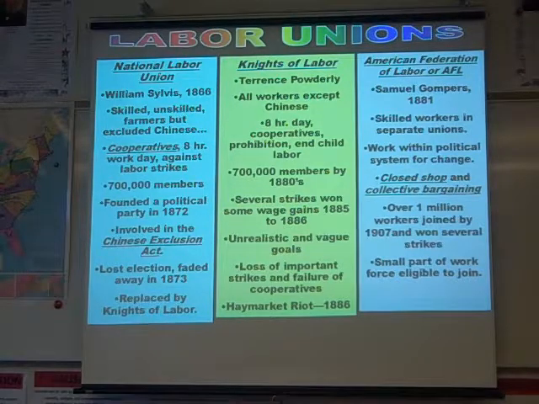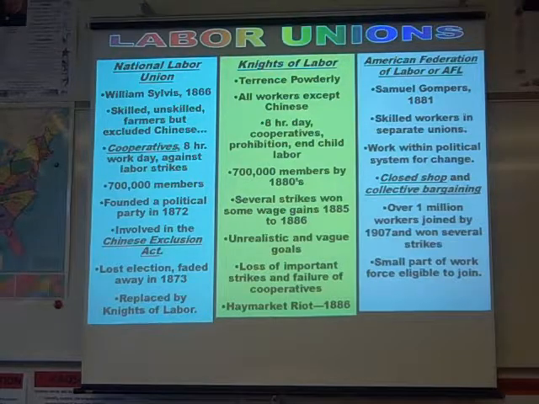Not nearly as radical as some of the others, the Knights of Labor, founded in 1881 by Terence Powderly, will once again accept all workers except the Chinese. You notice a trend here, right? That anti-Asian immigrant sentiment is pretty strong. The Knights of Labor is actually founded from a couple of different organizations. The Secret Society of the Holy and Noble Order of the Knights of Labor is their full name.